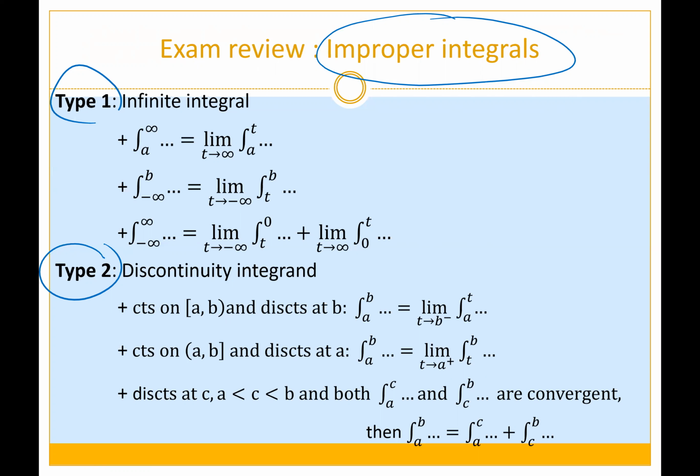If it's in the middle, you have to split the interval, say from A to B, with C in between. You have to find the integral from A to C and from C to B first. And if both of them are convergent, then you can say that the initial integral is equal to their sum.